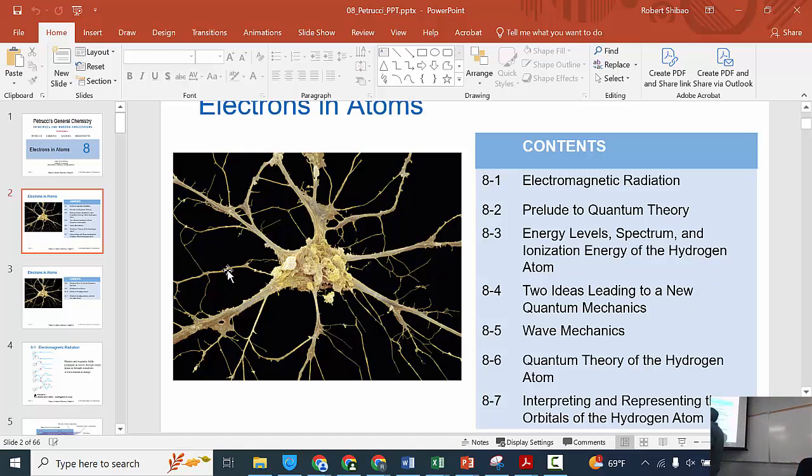What is that? A neuron or something? Is it?